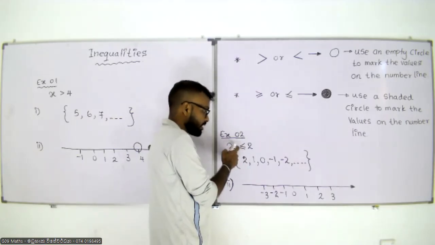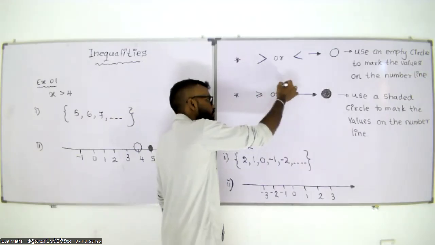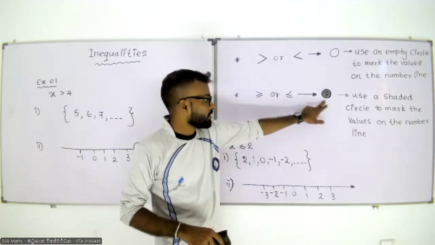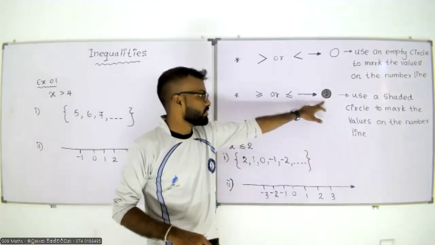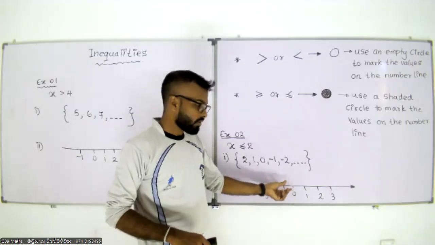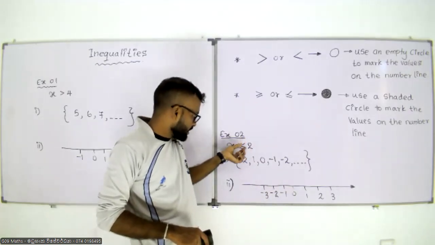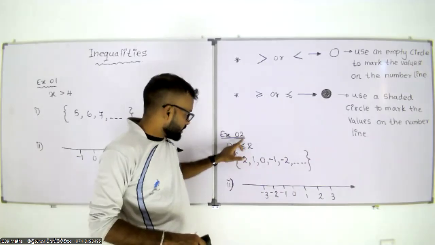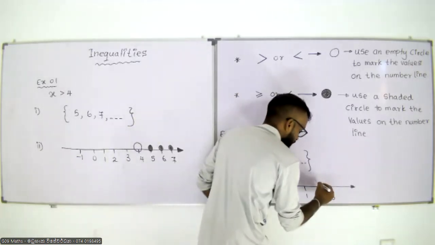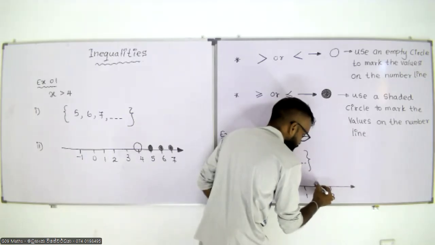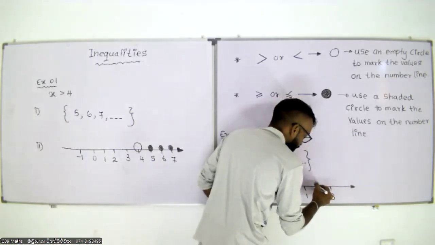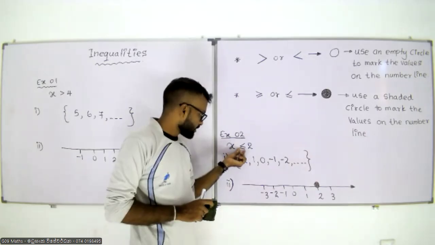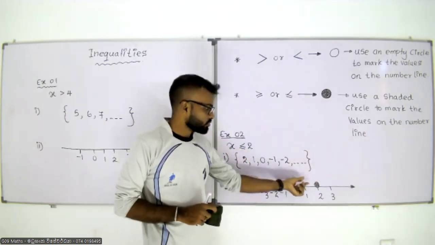X is less than or equal to 2. If we have greater than or equal or less than or equal, with the equality mark, the solution should be this. So the beginning point that we are going to mark, this 2 should be a completely highlighted circle, not an empty circle. We are going to begin from here. The reason we highlighted this circle is because we have the equal mark, so we have colored it.